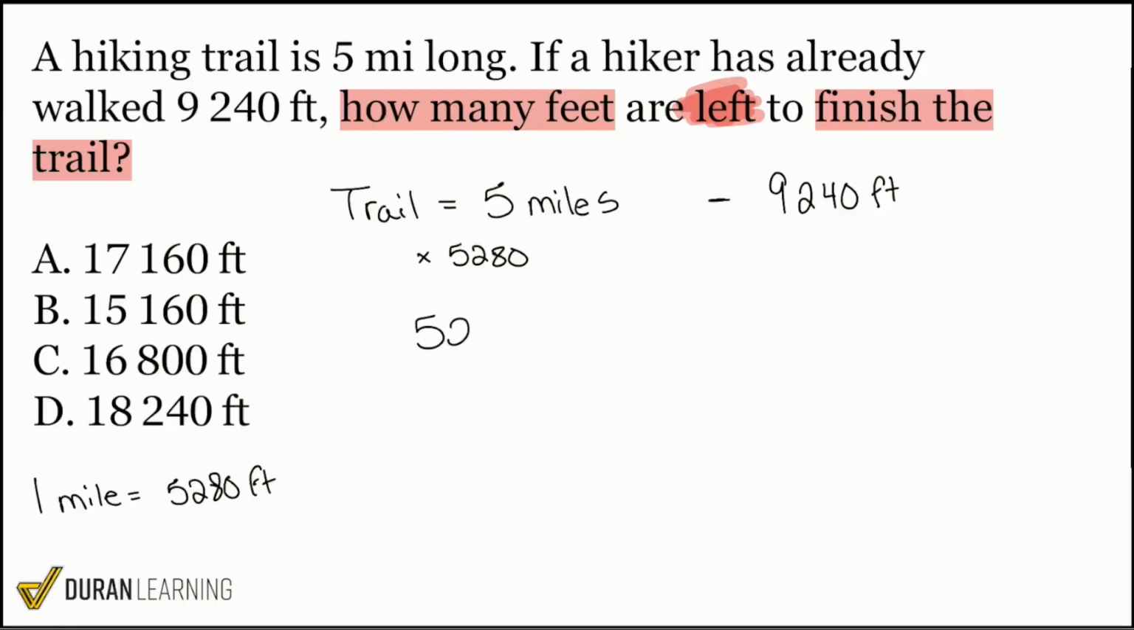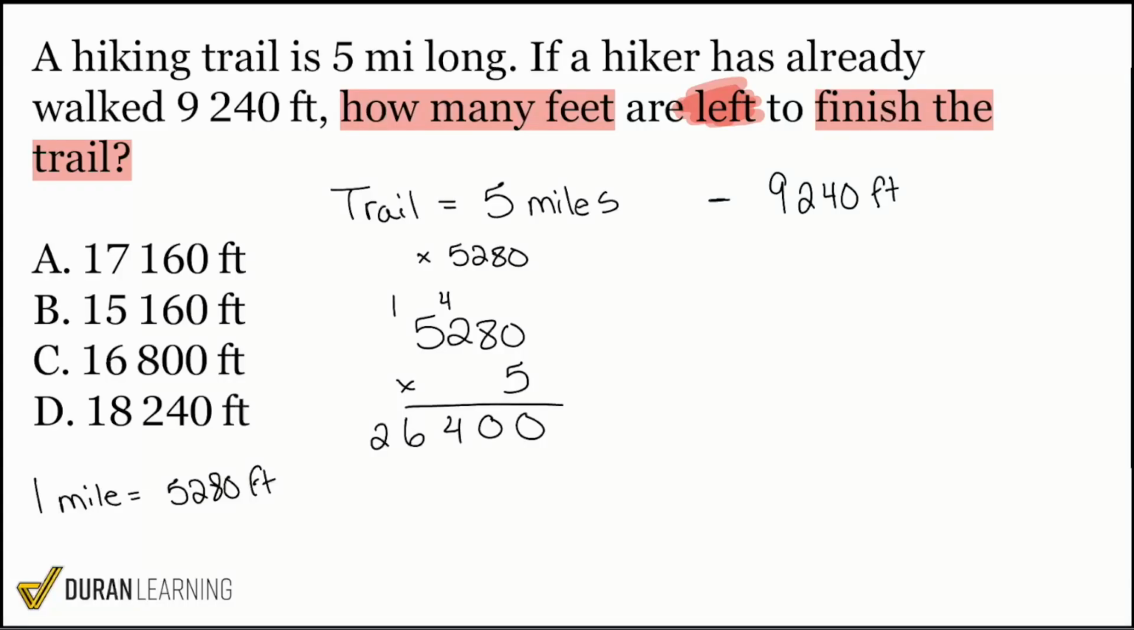So here we go. 5,280 multiplied by 5. 0 times 5, that's going to be 0. 8 times 5 is 40, carry that 4. 2 times 5 is 10, carry the 4 is 14. Then we have 5 times 5, that's going to be 25. Carry the 1 is 26. And so there we go. There we are, the 5 miles. That's going to translate to 26,400 feet.